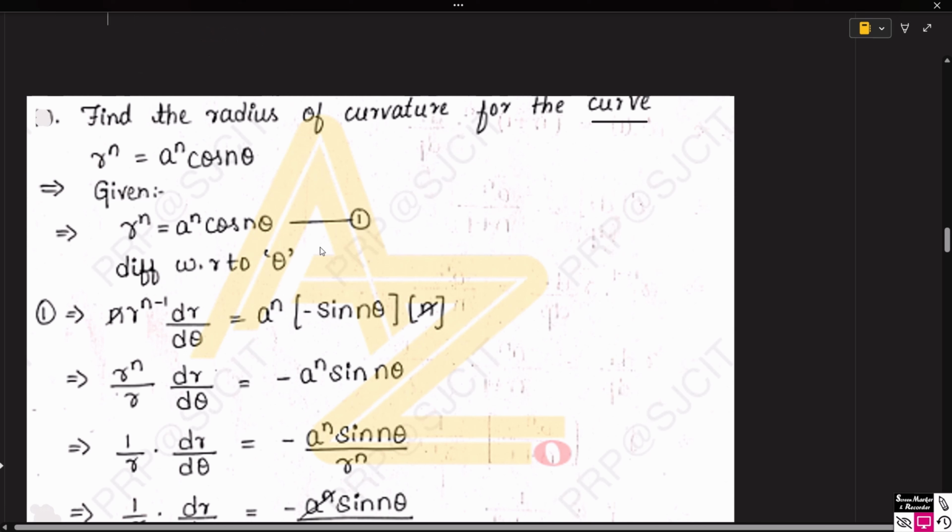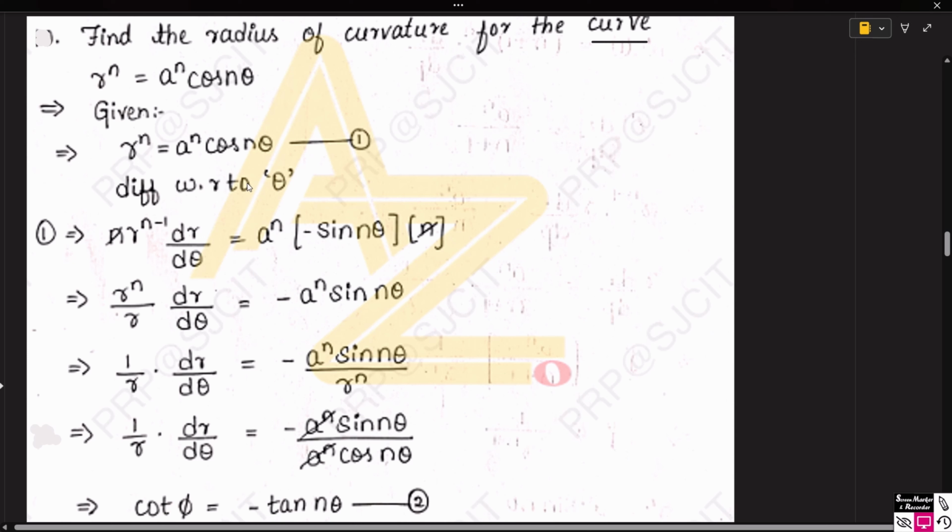Okay, so write down the given equation and differentiate with respect to theta. We know r raised to n is common for r raised to n. We differentiate like n r raised to n minus 1. Same, we are taking it here.